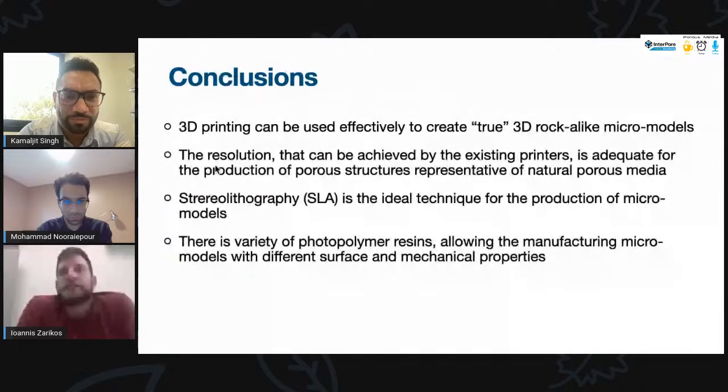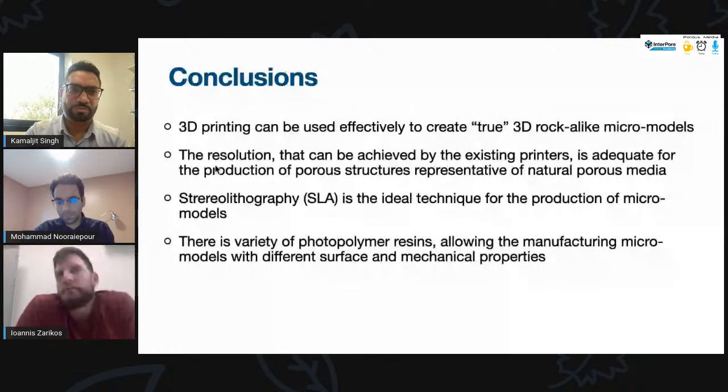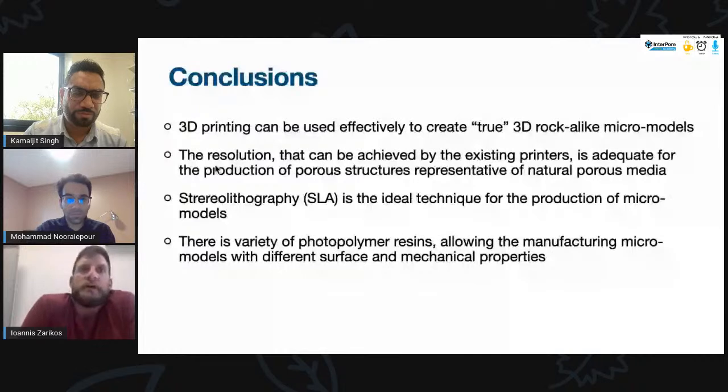The resolution that producing microfluidic devices, and I think we have enough pores to represent a natural porous medium.